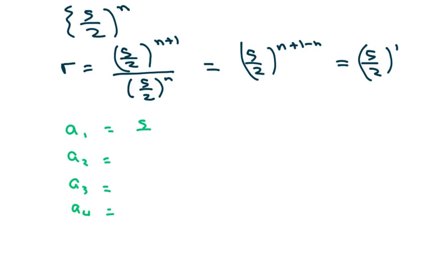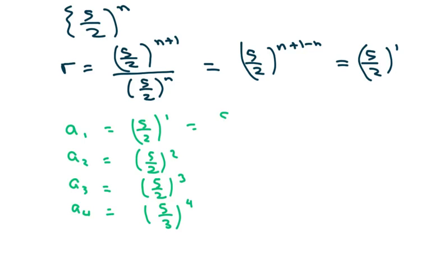So that's 5/2 first. And you just write everything out. 5/2, 25/4, 125 over 8, and 625 over 81.